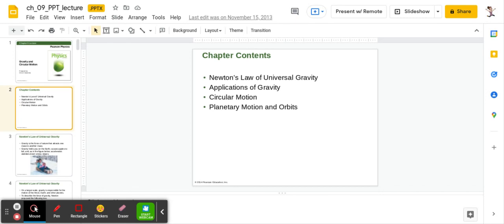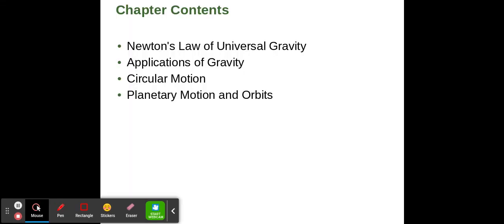Okay, so we are going to start our chapter 9. This is chapter 9.1. And these are some of the things that we're going to talk about in chapter 9. We're going to talk about Newton's law of universal gravity, applications of gravity. We're going to talk about circular motion, which is different from what we just finished talking about with rotary motion. And then lastly, we're going to wrap it up with the motion of the planets and orbits.